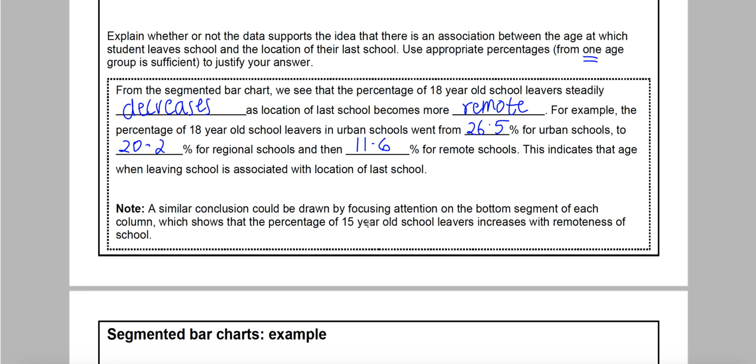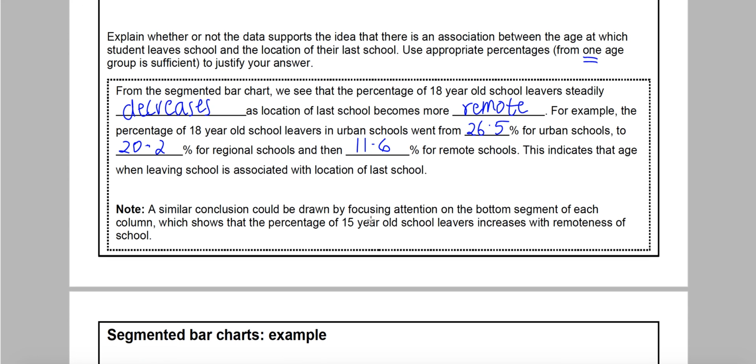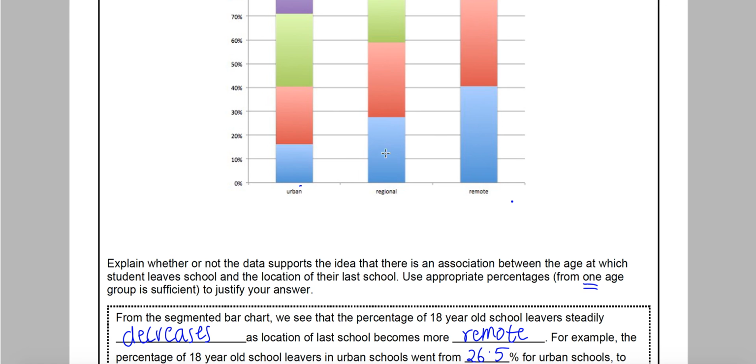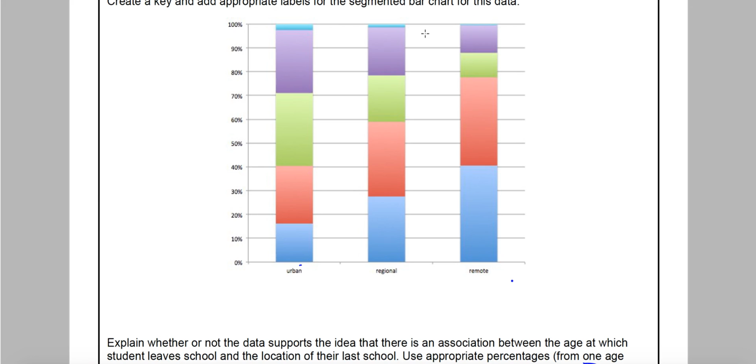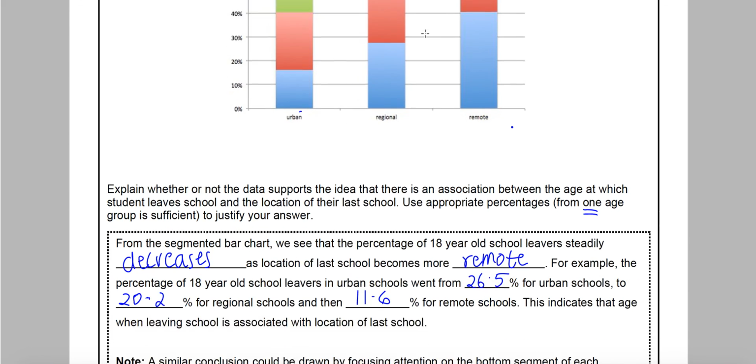I could have focused on the 15-year-olds. I could have shown that with remoteness, as you get more remote, the location of the last school, we actually had a higher percentage that were leaving school at age 15. So either of those would be fine. Both of those show that there's an association.